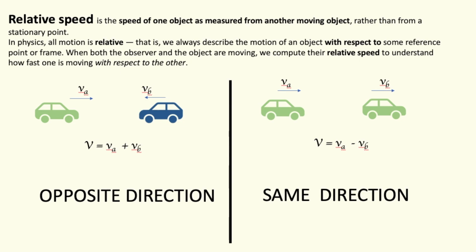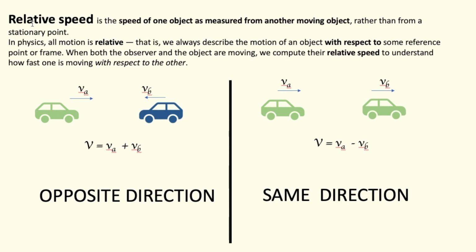So what is relative speed? Relative speed is defined as the speed of one object as measured from another moving object rather than from a stationary point. In physics, the concept arises from the fundamental idea that all motion is relative. This means we never describe an object's motion in isolation. It's always observed with respect to a chosen reference point or frame.